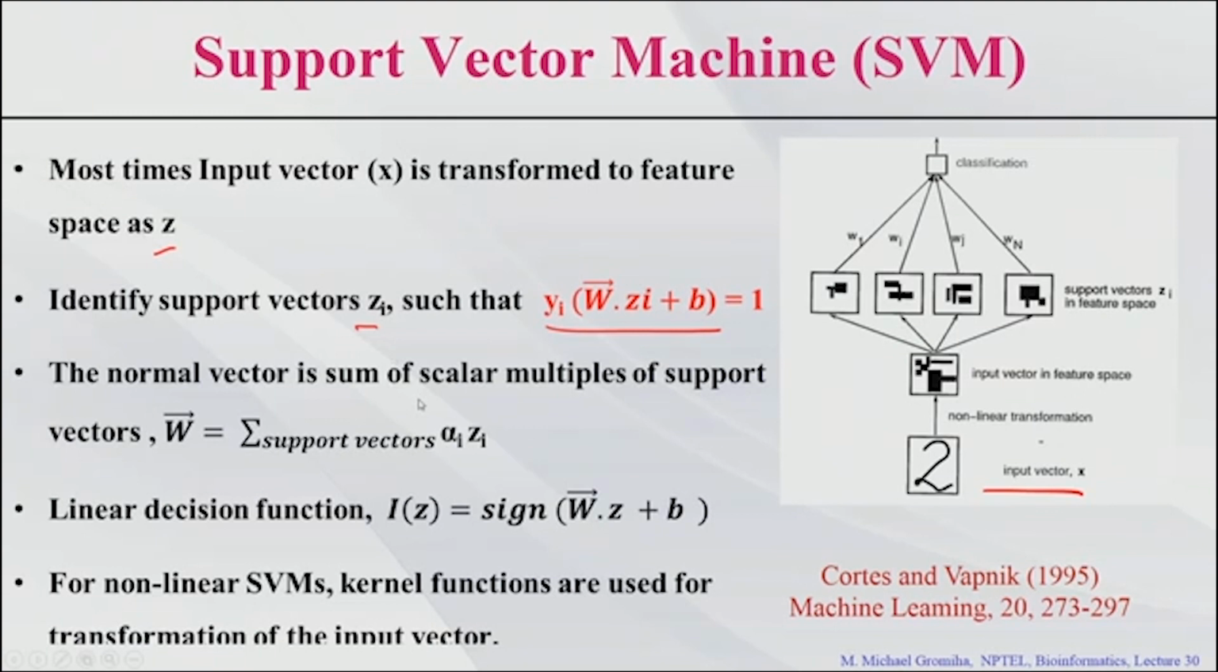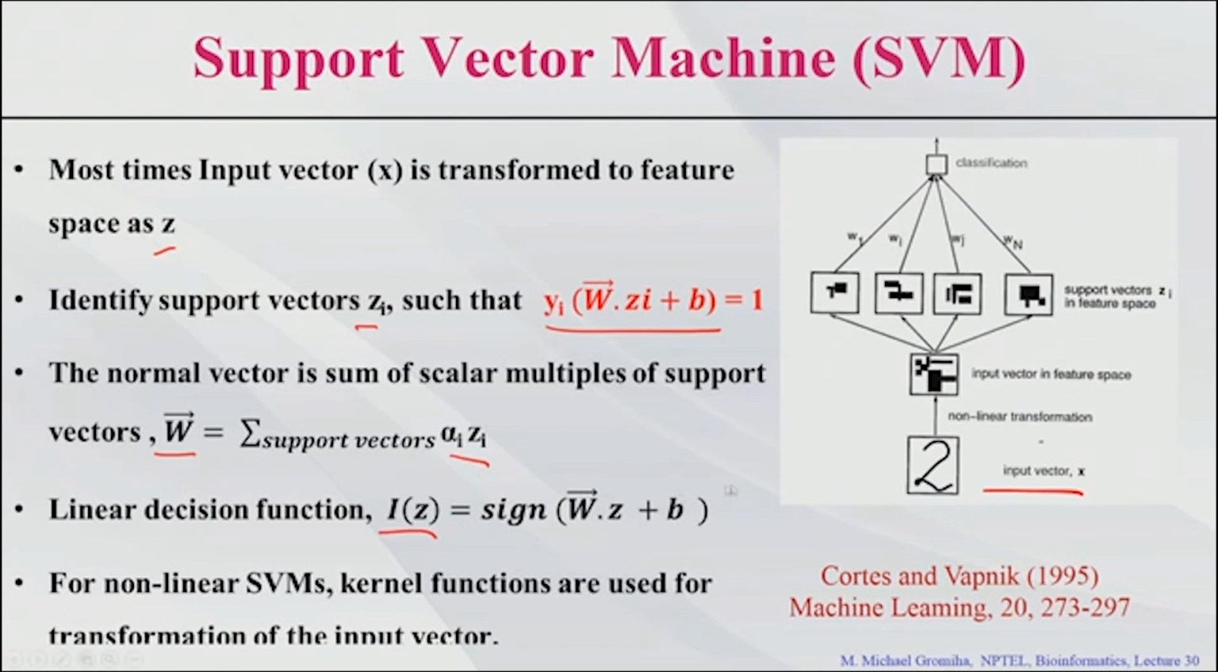Then take the normal vector, it is the sum of the scalar multiples of the support vectors. Alpha is a constant, z is the support vectors, and you take the sum over all the support vectors. You get w, and this will give you the normal vector. Then you have the decision function, the sign of w dot z plus b. If it is plus or minus, you can define the different classes.